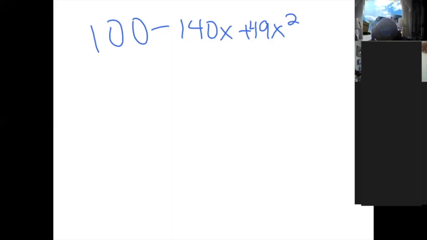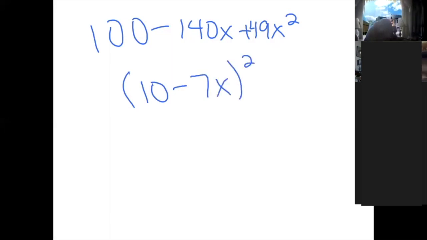Okay, so what's the answer? C is 10. 10 minus 7x squared. Is that what you got, Braylon? Yes. Okay, so we take the square root of the 100 and we got the 10. Then the b is a minus, so that's why it's minus. And then the square root of 49x squared is 7x. And then we put the squared on the outside.